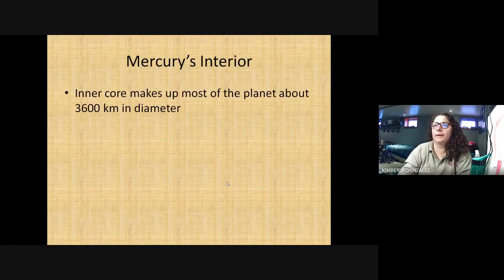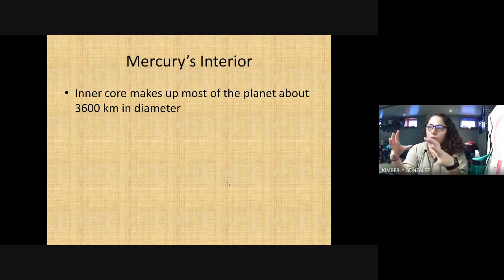Mercury. Okay, so let's talk about Venus. Oh, wait, never mind. I lied. So let's talk about its interior a little bit. All right. So you have the inner core, then you have the outer core, right? That's how all the planets work, basically.